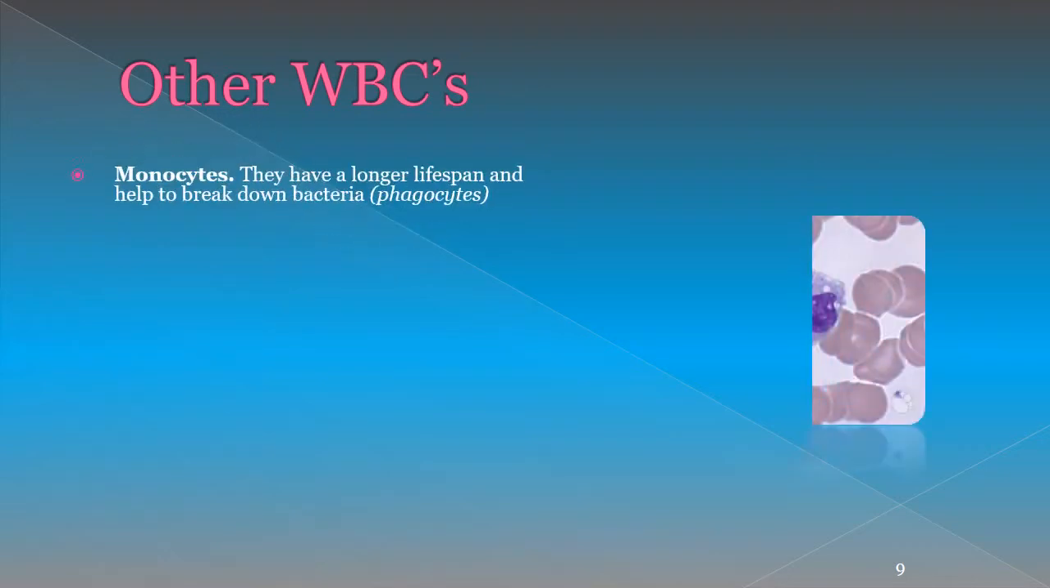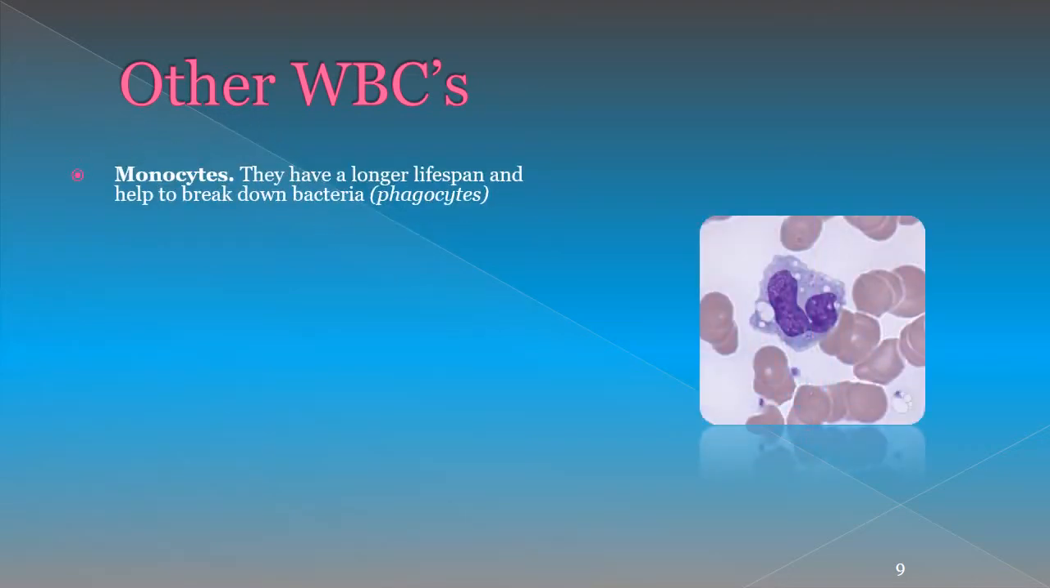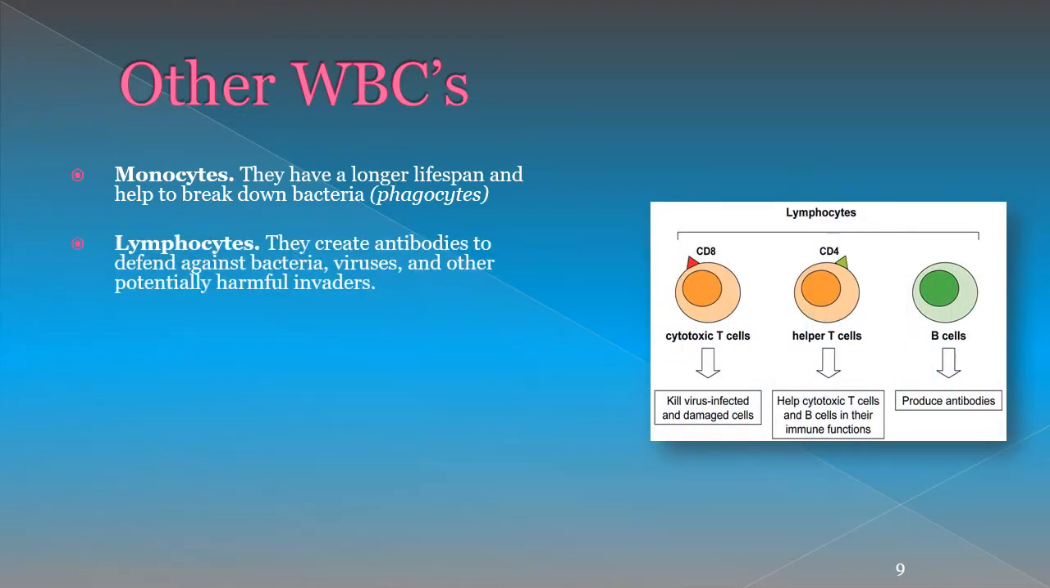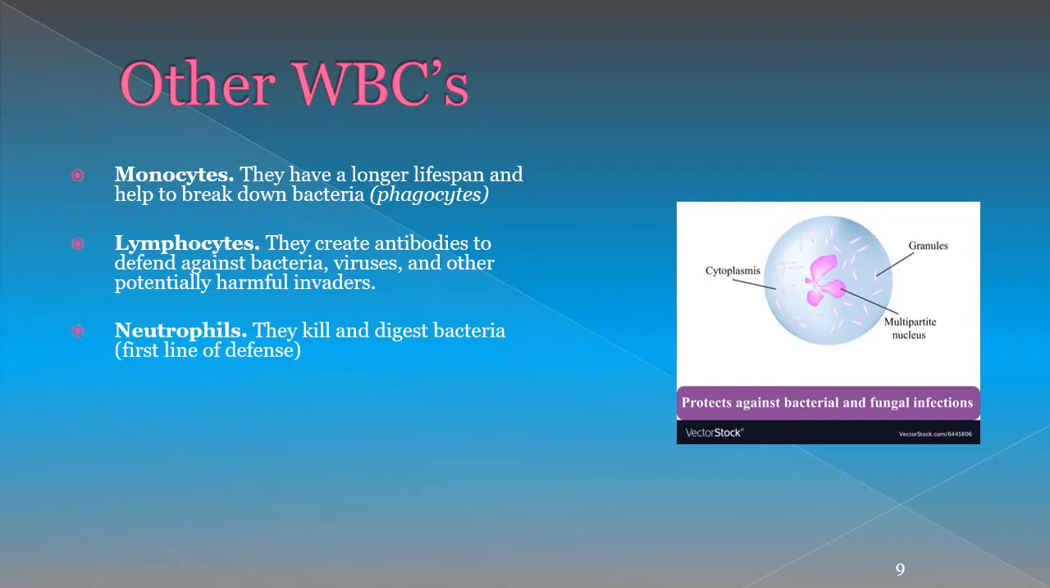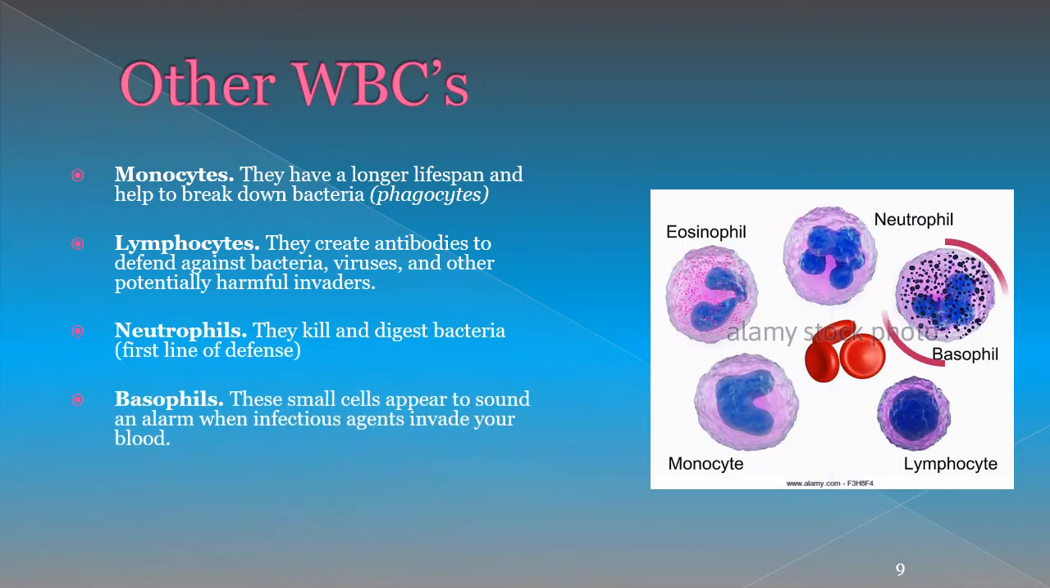Monocytes, these are the phagocytes that destroy pathogens by engulfing them. Lymphocytes, there are two types, the B lymphocytes that we discussed, and the T lymphocytes. The T cells are like soldiers who search out and destroy the targeted invaders. Neutrophils, these are part of the innate immunity where they kill and digest bacteria. Then we have the basophils. Their role is that they send messages around the body to indicate that there is an infectious agent in the blood.